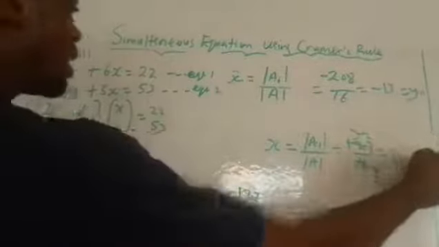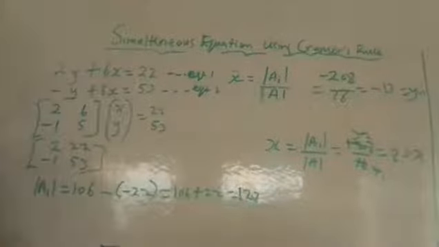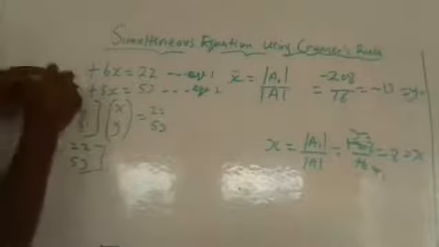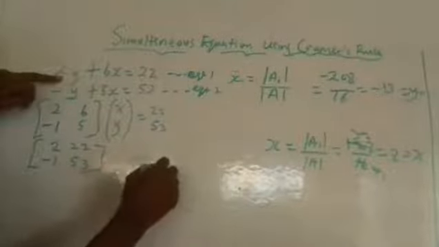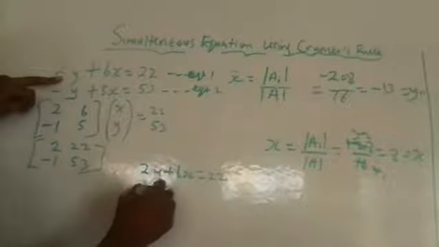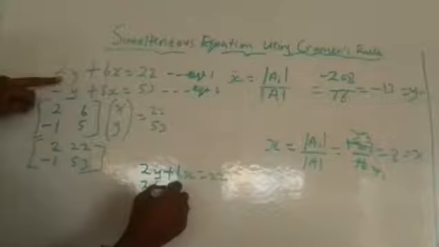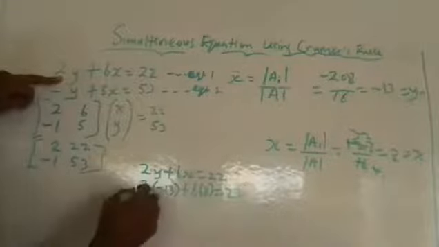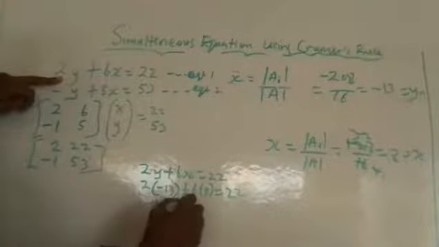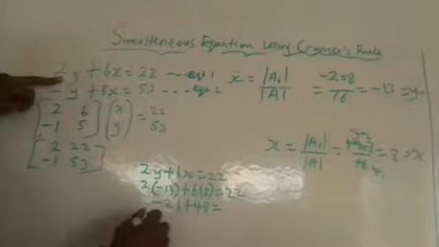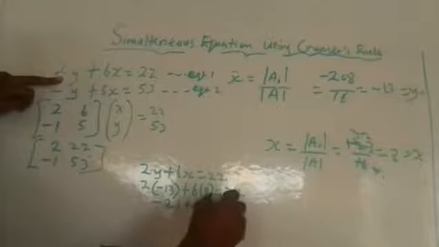Now we can prove it. If you want to prove this, let's see if it's going to give us the real value. 2y plus 6x equals 22. What's our y? Our y is minus 13, so 2 times minus 13 plus 6 times x, where our x is 8. This is minus 26 plus 48, since 6 times 8 is 48. 48 minus 26 gives us 22, which is correct.